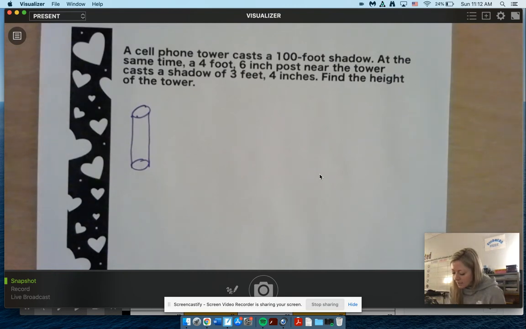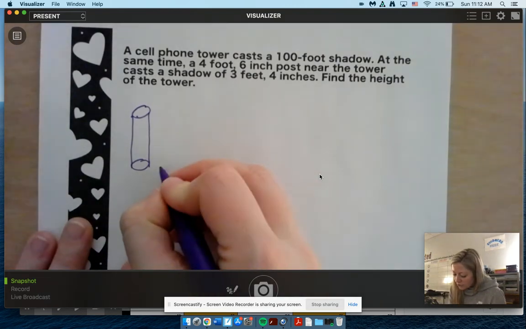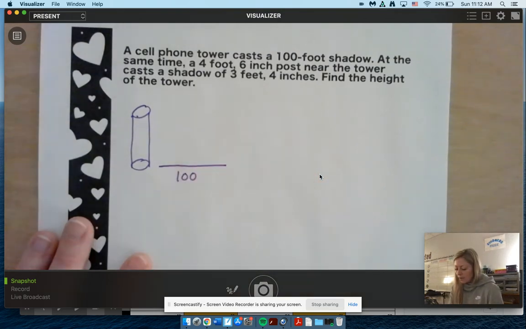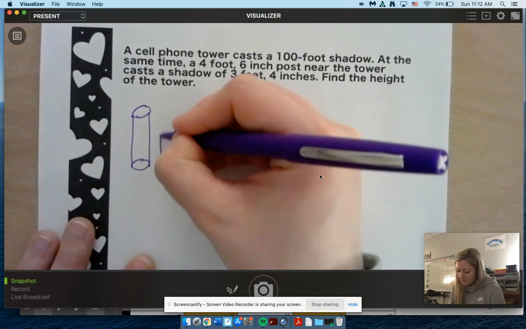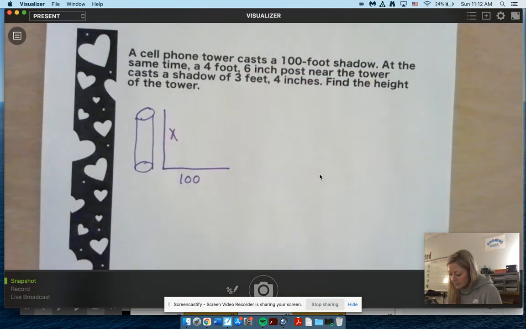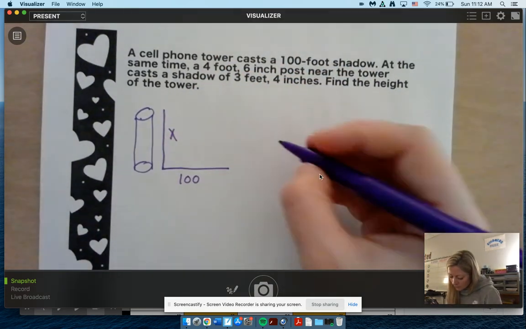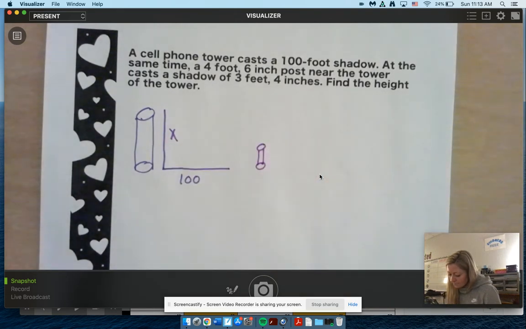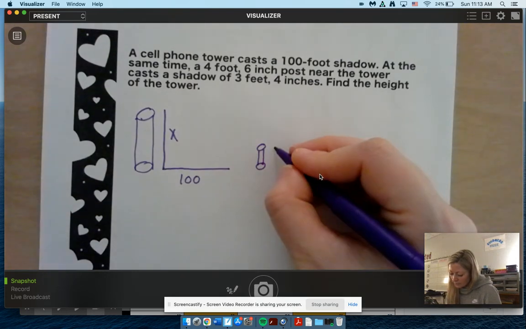It says it's casting a 100-foot shadow. So I know this is 100 feet. And we are trying to find the height of it, so I'm trying to figure out what this is. So that's my x. And at the same time, a little post, so this is what my post should look like. I'll just draw a smaller one. A 4-foot 6-inch post, so I know it's 4.